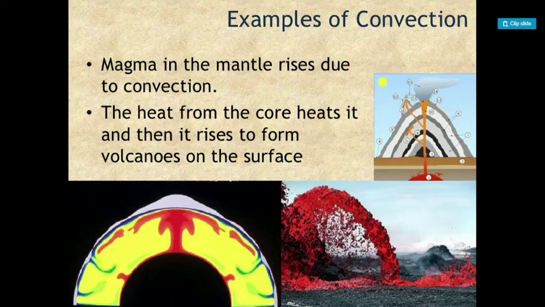Another example is when magma in the mantle rises due to convection. So the heat from the core hits it and then it rises to form volcanoes on the surface.